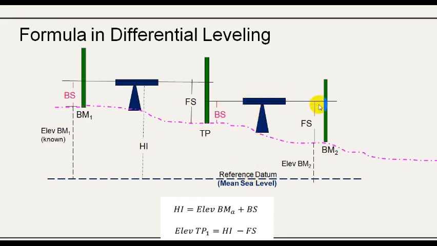Then, lastly, to determine the elevation of your benchmark 2, which is unknown elevation, na makompute nato ang HI, compute na nato, minus sa atong foresight reading, which will be the benchmark 2. Makuha nato elevation of our benchmark 2.